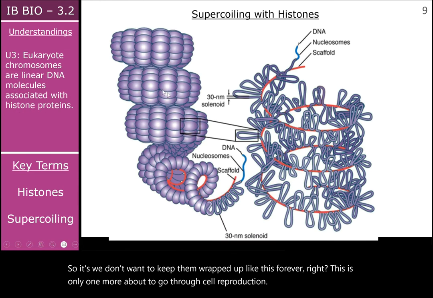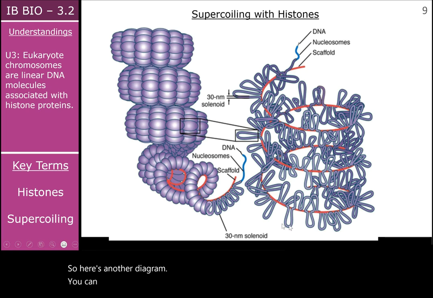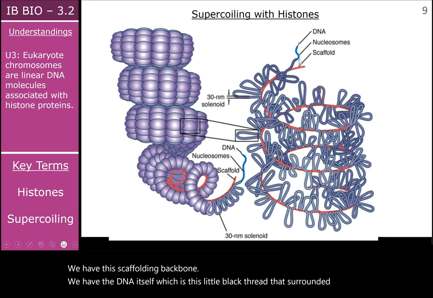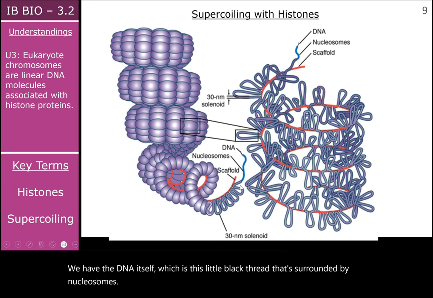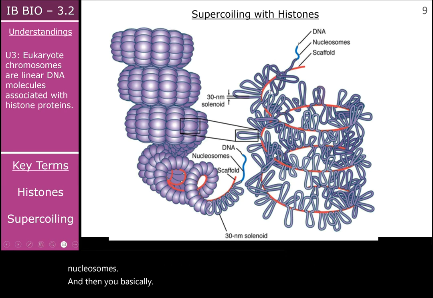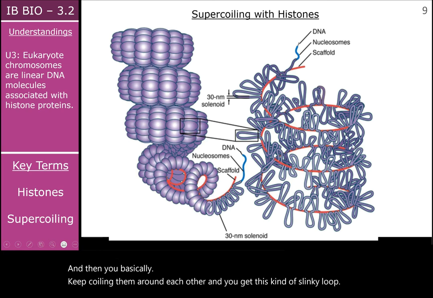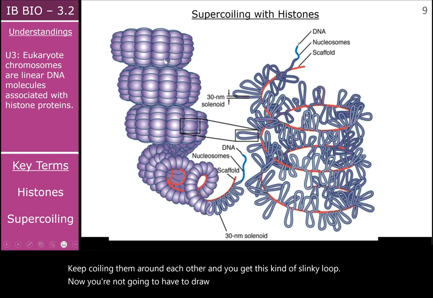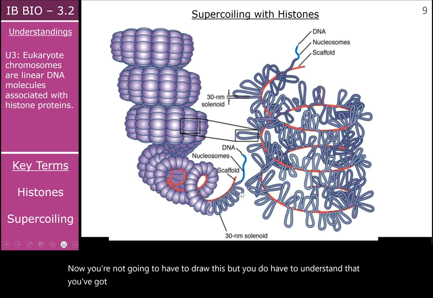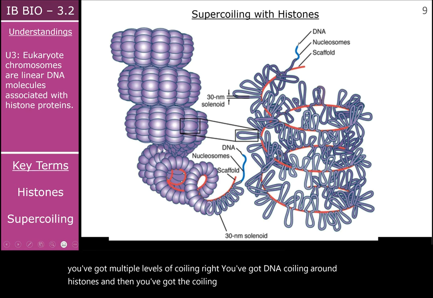So here's another diagram. You can see we have this scaffolding backbone. We have the DNA itself, which is this little black thread that's surrounded by nucleosomes. And then you basically keep coiling them around each other, and you get this kind of slinky loop. Now, you're not going to have to draw this, but you do have to understand that you've got multiple levels of coiling, right? You've got DNA coiling around the histones, and then you've got the coiling of the entire thread altogether.